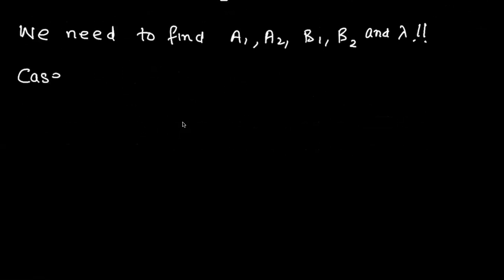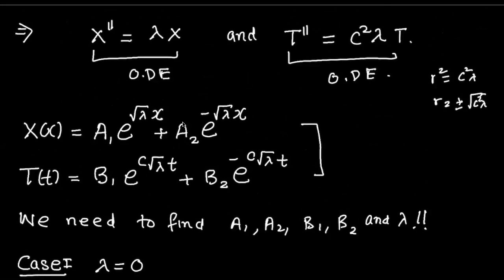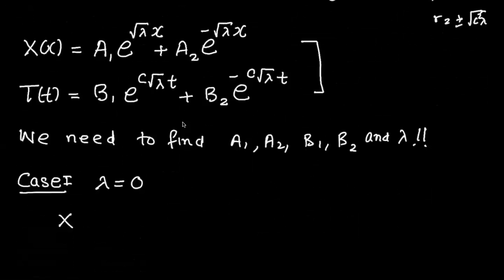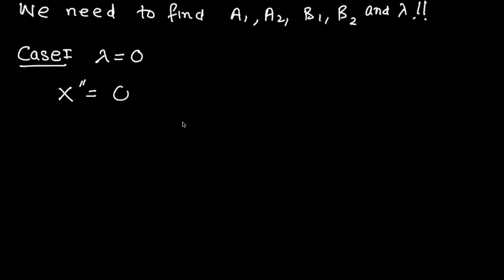The last time we did case number 1. What if lambda is 0? If lambda is 0, let's see what is going to happen. We have X double prime of x equal to 0 and T double prime of t equal to 0. If X double prime of x is 0, it means X is of this form, ax plus b. If you take the integration twice, first the derivative is a constant, and then you integrate that constant again and you get bx plus c.